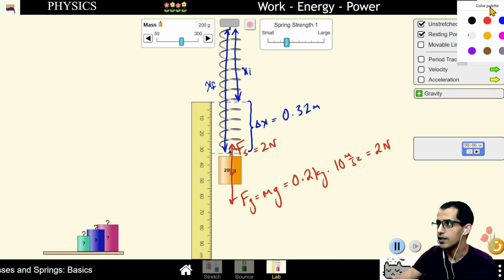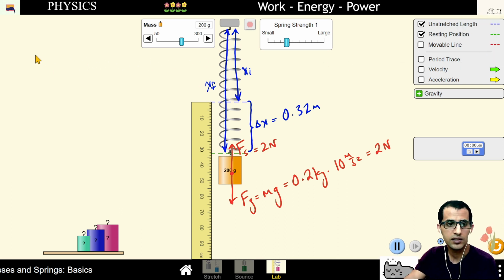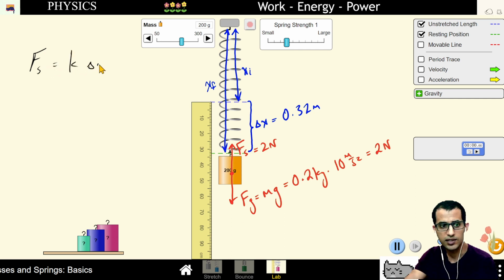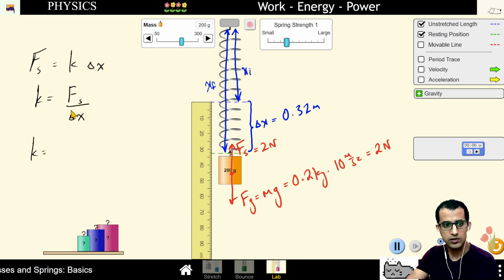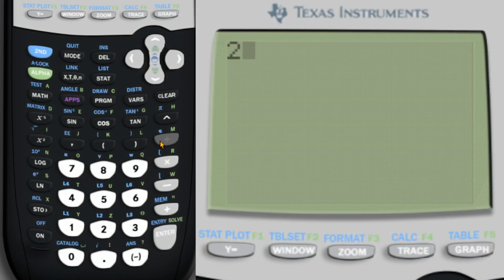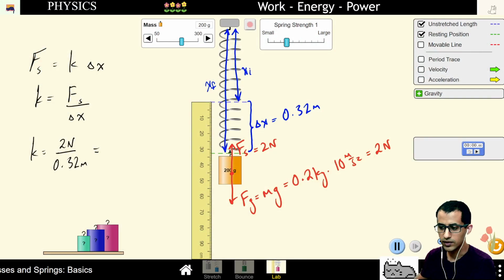We can now solve for the spring constant. Hooke's law, the equation for springs, is force of the spring is equal to K times delta X. If I'm looking for K, I'm going to rearrange my variables. K is equal to force divided by change in length. So our force is 2 newtons. The change in length is 0.32 meters, which makes our spring constant 2 divided by 0.32. 2 divided by 0.32 is 6.25.